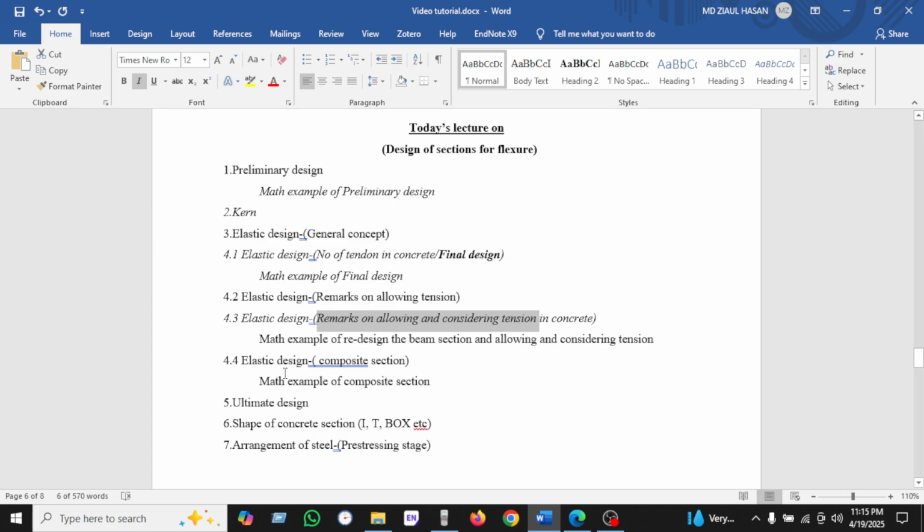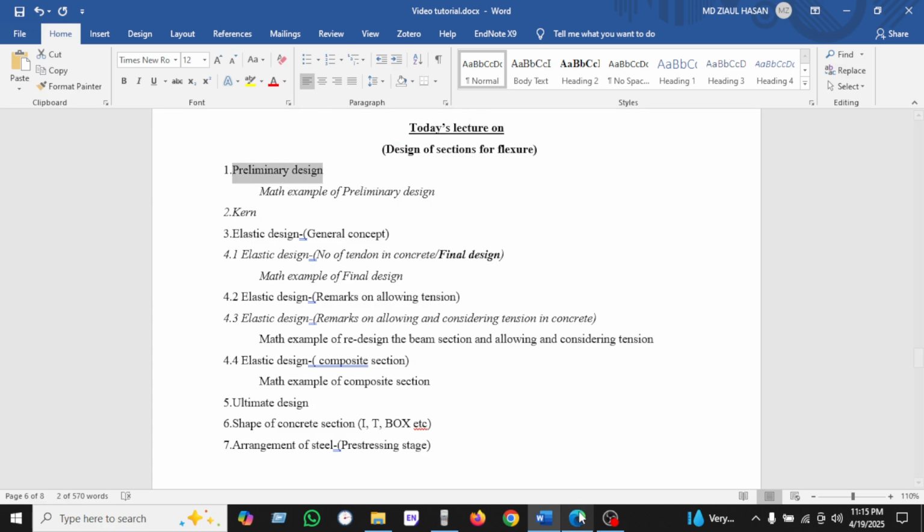And math example of redesign of beam section, allowing and considering the tension, and elastic design of composite section, and math example of the composite section, and ultimate design with math example, and shape of the concrete section, like I section, T section, box section of the girder, and arrangement of the steel, prestressing steels. Okay, so let's start the preliminary design.